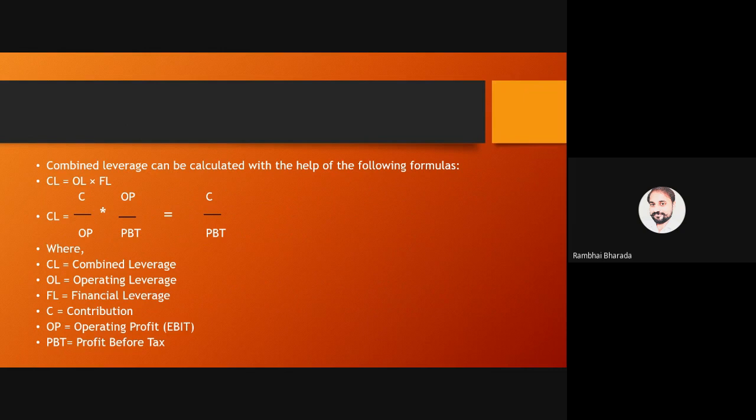Write down the formula. Again, contribution is equal to sales minus variable cost, and operating profit means profit before interest and tax, sales minus fixed cost and variable cost. Formula done.